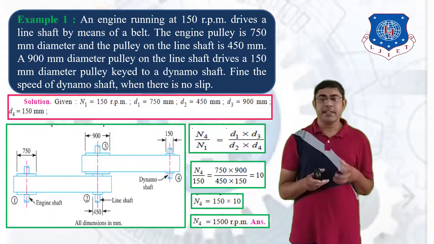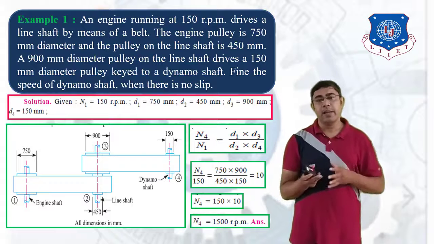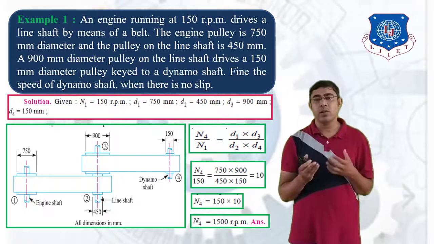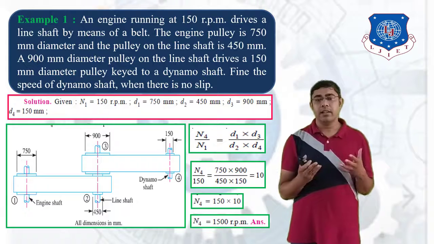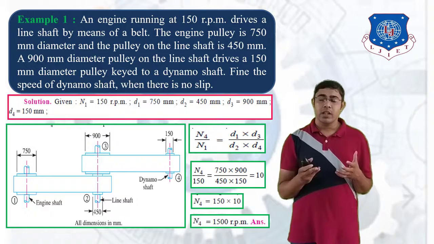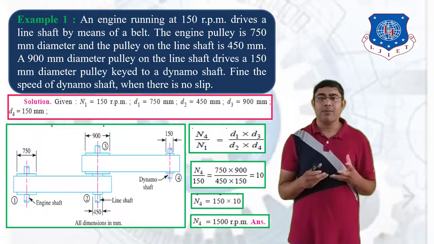So in this lecture we derived the length of belt for the open belt drive, and also we learned one example based on velocity ratios for the compound belt drive.